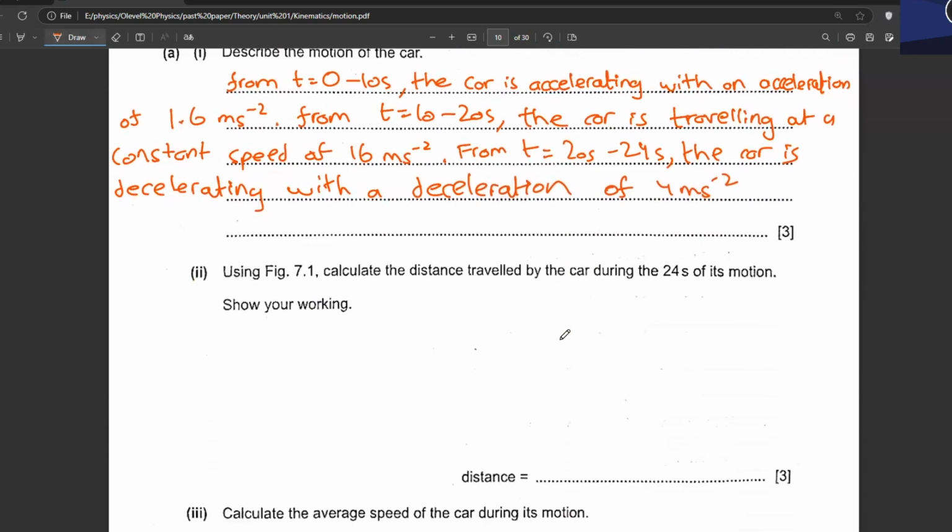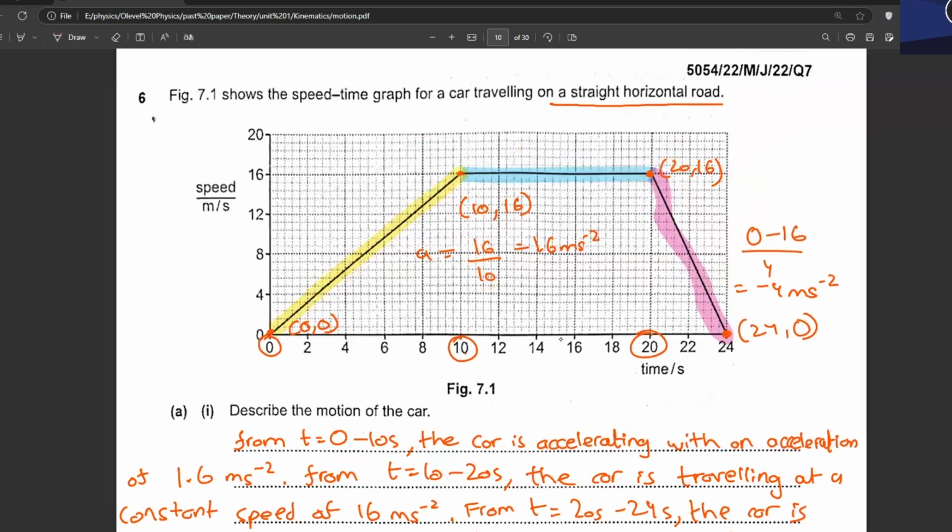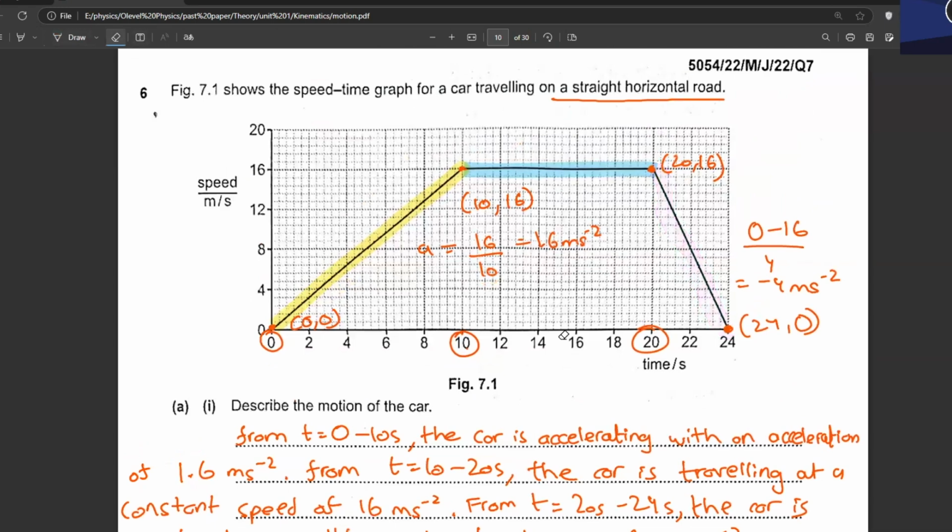Let's further move ahead. Use figure 7.1 to calculate the distance traveled by the car during the 24 seconds of motion. Show your working. Okay, so let me erase some of the things. You can also erase this acceleration part as well. You don't need this working anymore. You have already written what you have gotten.